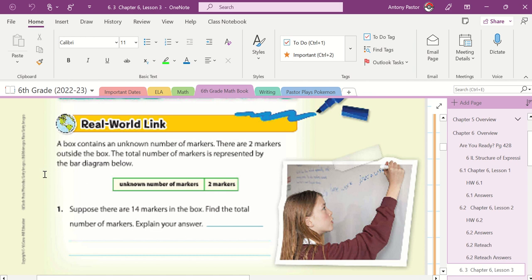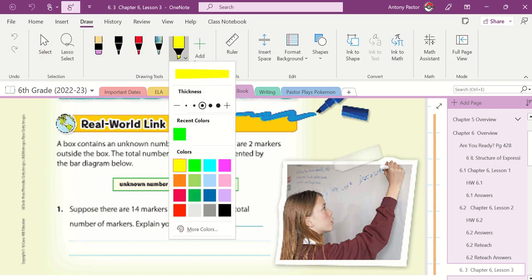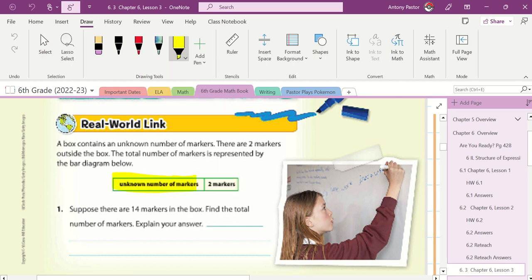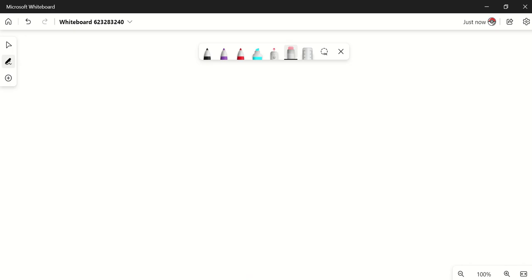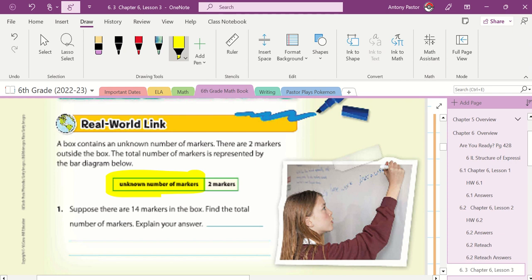So, right here, you get a highlighter that I like. There we go. Right here is our variable, our unknown. A variable is also our unknown. So, for example, we can use m for markers. Unknown markers plus the 2 that are on the outside will equal a total box, and we don't know what the whole box equals. They're telling us here that there are 14 markers in the box.